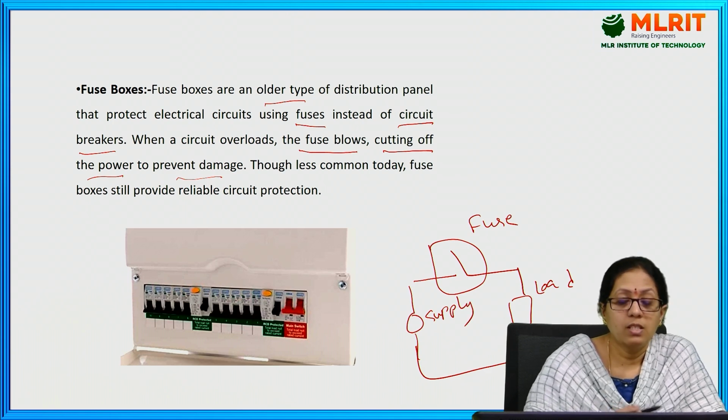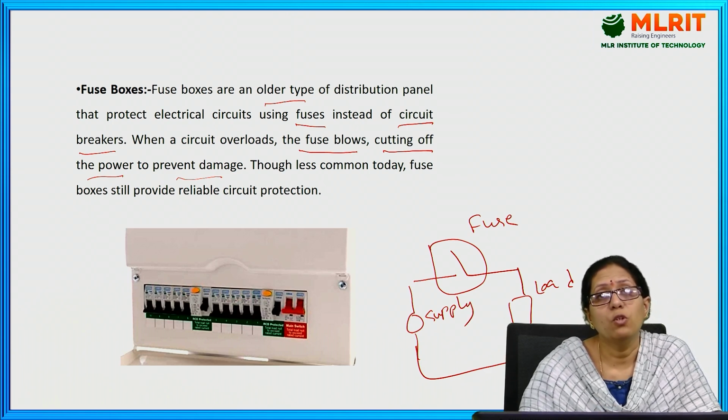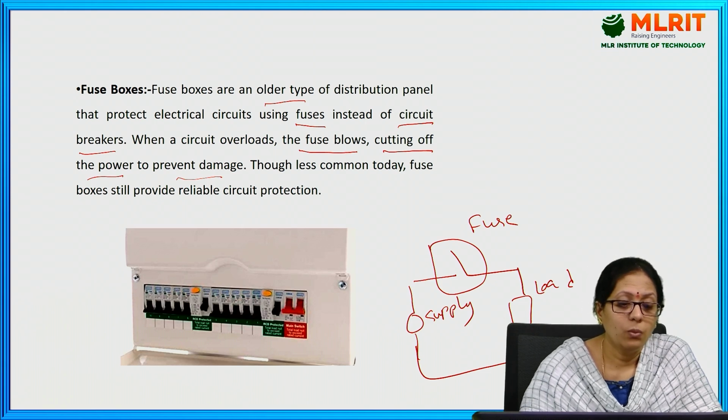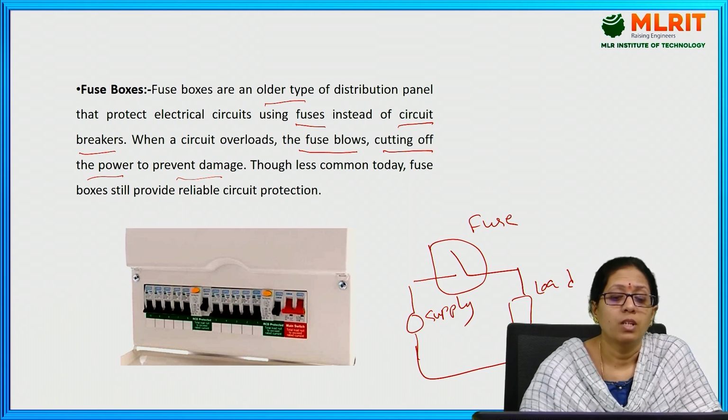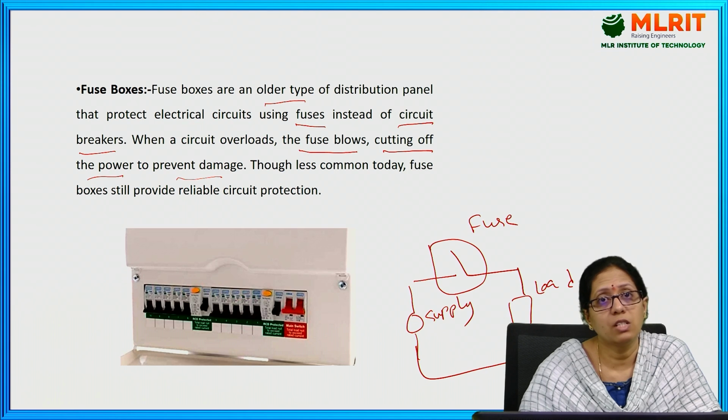This is one of the pictures of the fuse box where we can turn it on and off manually also. When the current exceeds the limit, the fuse automatically turns off, and once the repair work is done, we can switch it on manually.